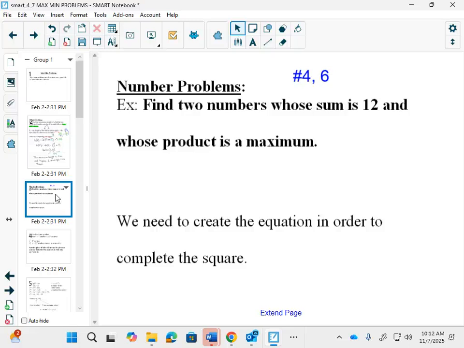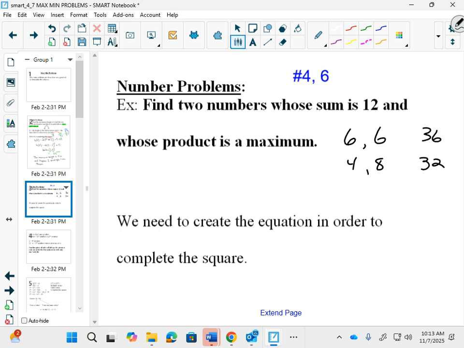Okay. So, can you give me an example of two numbers that add up to 12? 6 and 6. Okay. So we have 6 and 6. What's the product? 36. Two other numbers. 4 and 8. Yeah, that'll work. What's the product there? 32. So based on our two examples, 6 and 6 is better, right?